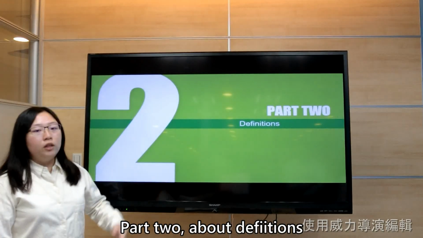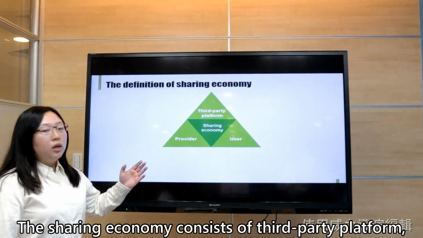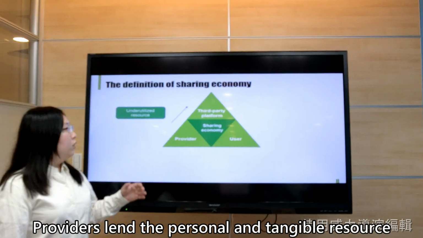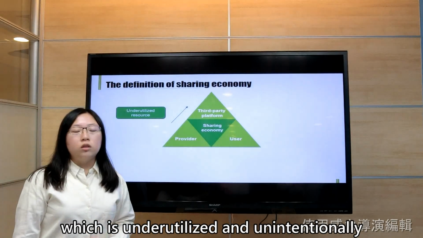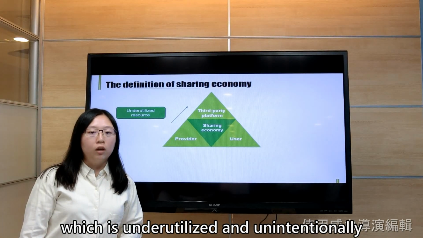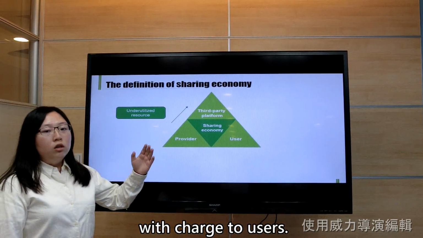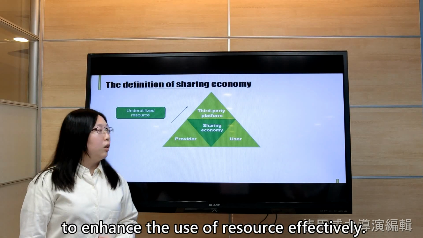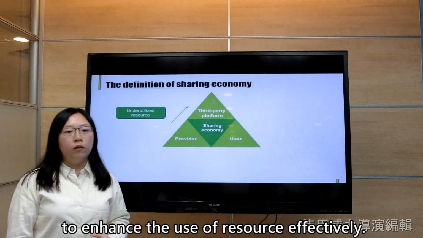Part 2, about definitions. The sharing economy consists of third-party platform, provider, and users. Provided that personal and tangible resource which is underutilized and unintentionally with charge to users, transferring the use right temporarily without transferring the ownership to enhance the use of resource effectively.